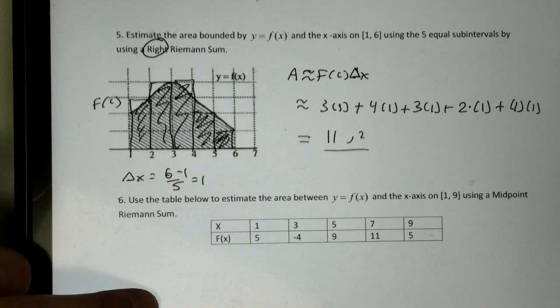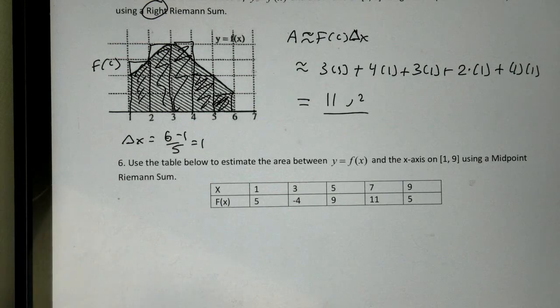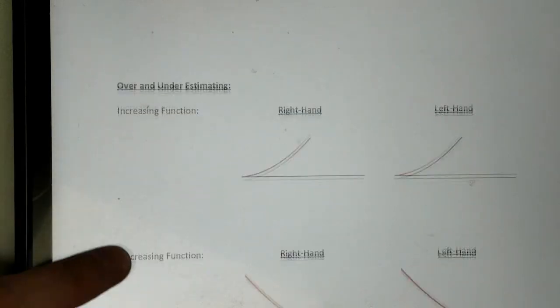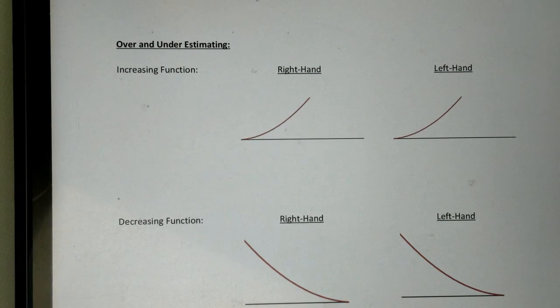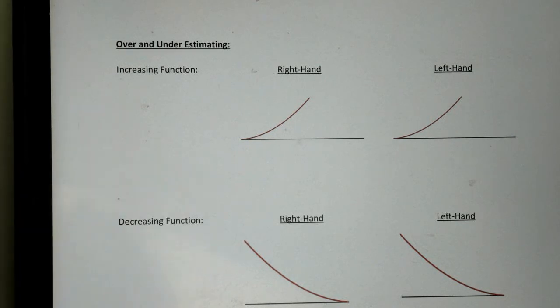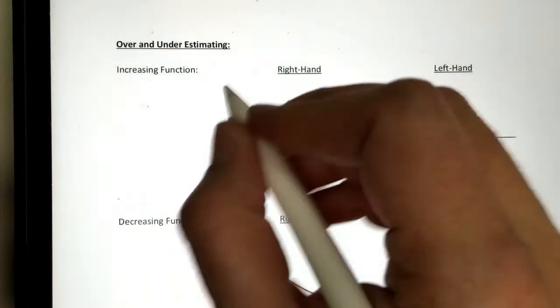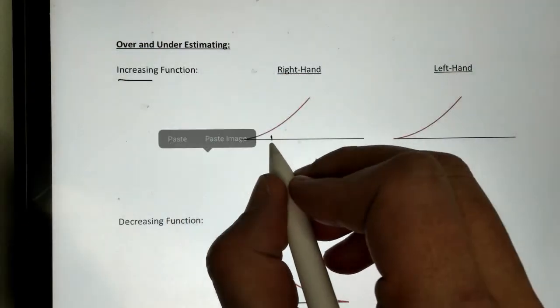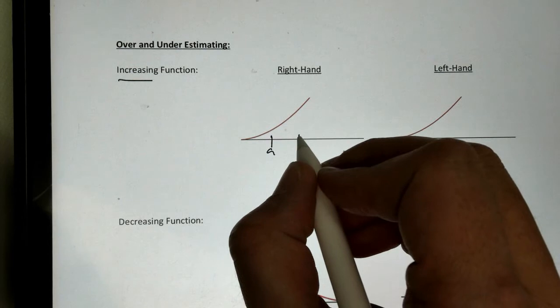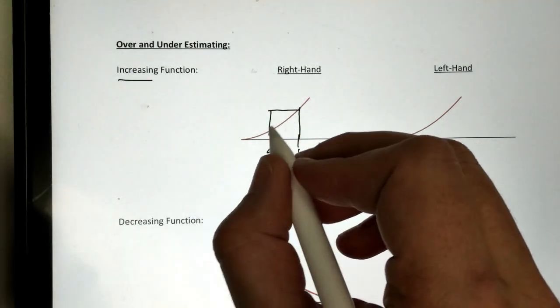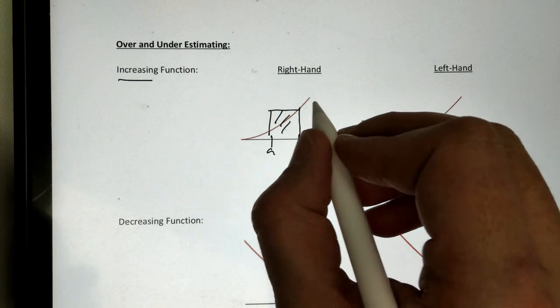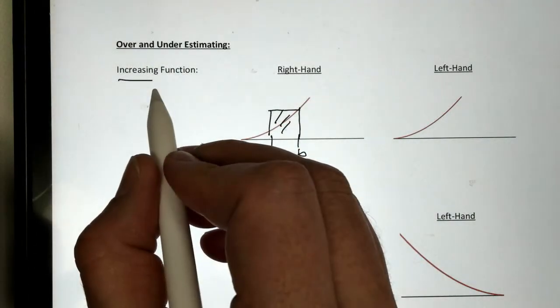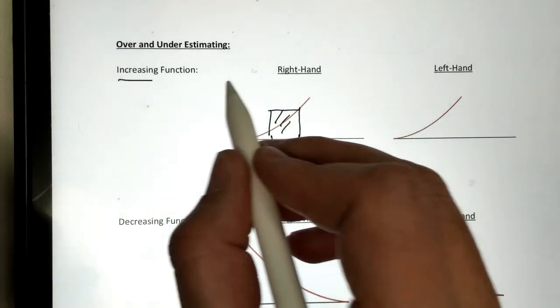All right, so try number 6, you can get that one, but I want to move on to something else. I want to take a look here, increasing or decreasing. This is kind of a big thing to do. We want to know if we're going to be overestimating or underestimating a Riemann sum. This is how we determine if we're going to overestimate or underestimate. So the first thing we do is take a look at a right-hand sum. If we have a function that is increasing and we're taking a right-hand sum, so if I go from A to B here, I picked the one on the right. That's going to be B. Take a look. Obviously, this is going to be an overestimate. So we say if the function is increasing and we're taking a right-hand sum, it's going to be an overestimate.